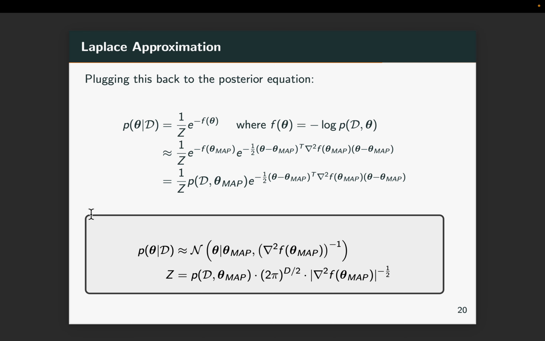The posterior can be approximated to be a normal distribution with mean as theta map and covariance to be the inverse of the Hessian of the negative log joint evaluated at theta map. Or I think the easier way to remember this is sigma inverse is the same as the Hessian of f evaluated at theta map, right. There are way too many parentheses here, and we can also calculate the normalization constant if you want. But typically we do not need that. We just need to know that p of theta given d is a normal distribution.